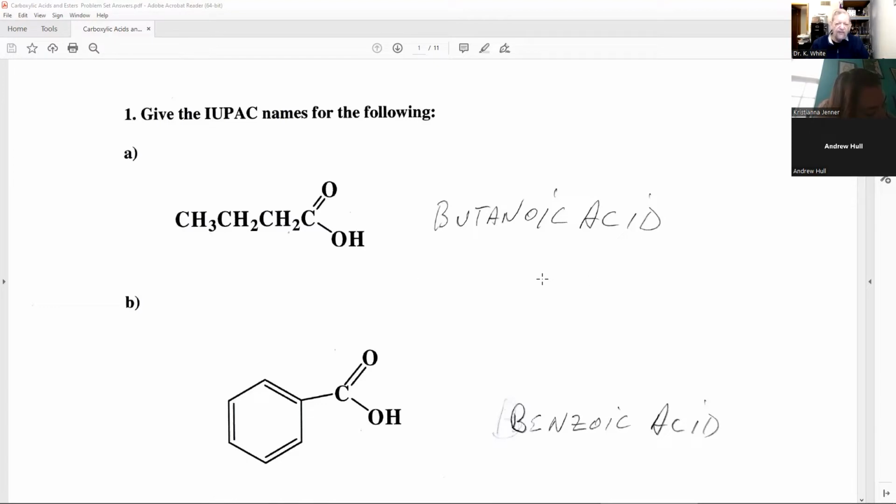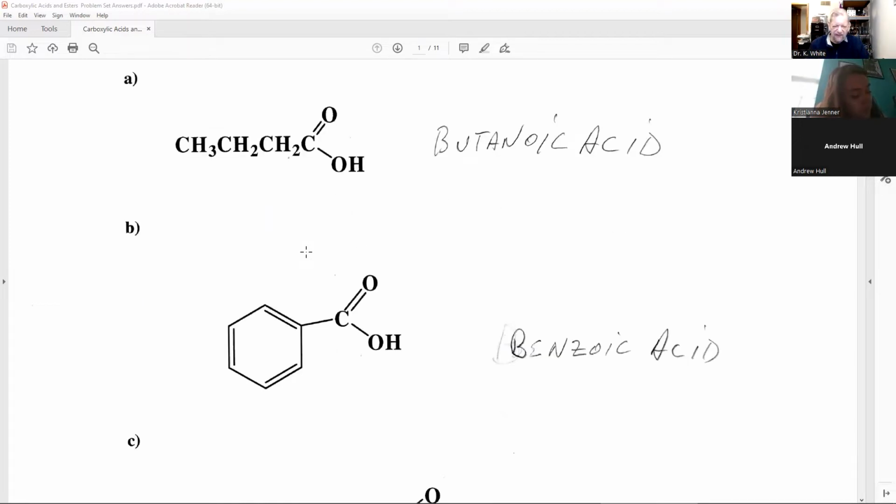All right, nomenclature questions. You know there are 2 types. Type 1, here's the structure, give the IUPAC name. Type 2, here's the name, draw the structure. Let's do type 1. Give the IUPAC name for the following. Look for what's different, what's not carbon, what's not hydrogen, to get your attention like that.